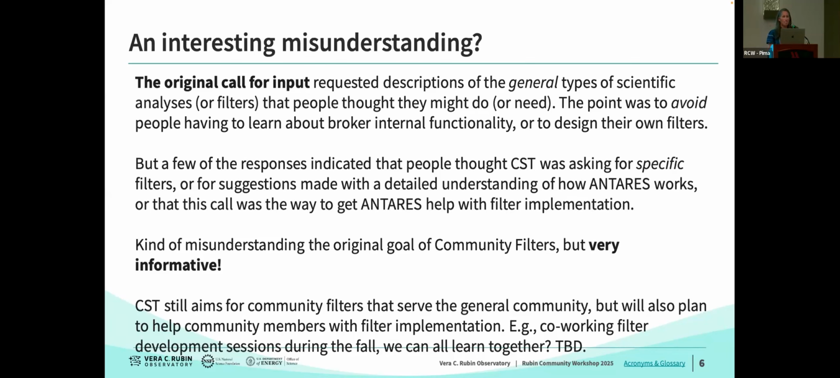All right, last question. So these community filters, these are not the only filters that would run on Antares, is that right? I, as a user of Antares, will be able to write my own filter completely independently. So this is more just for folks who want to avoid writing their own filters. Exactly. Yeah. All right. Yep.